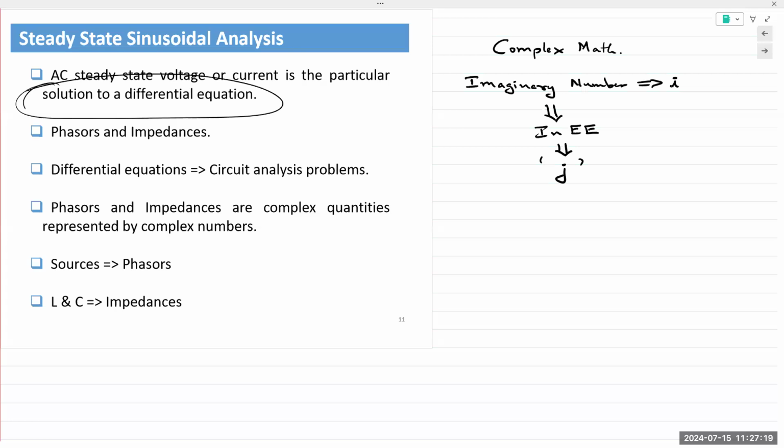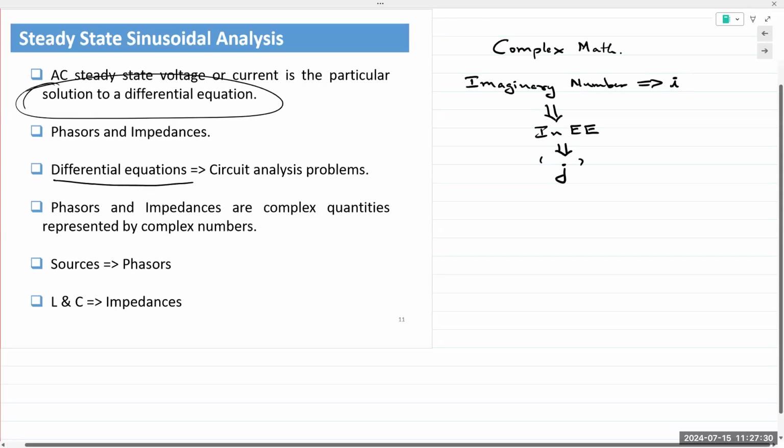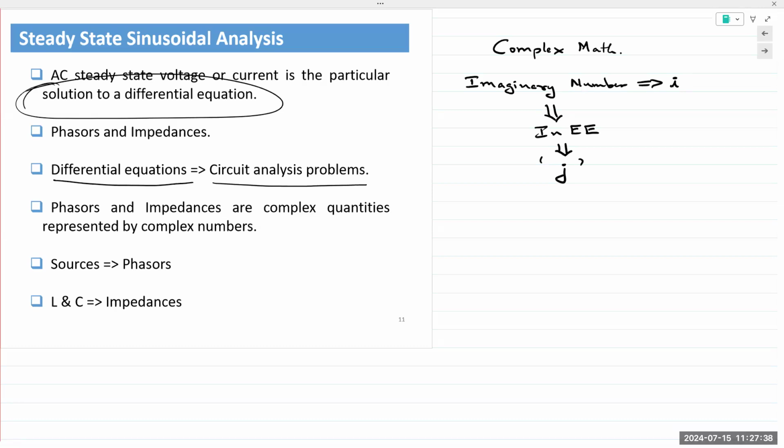Well, thankfully, greater minds have come before us and outlined the math that we need to use. This reduces differential equations to simple circuit analysis problems. When I say simple, I mean we do not have to do L di/dt or C dv/dt. We can simply apply V equals IR, Ohm's law. All the circuit analysis techniques that we learned earlier in chapters 1 and 2, we can apply exactly the same, except now we use complex number math.